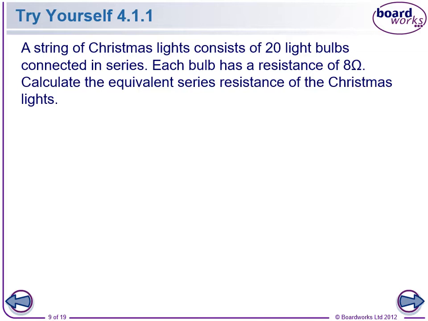Okay, so the correct answer here is we have a string of Christmas lights. Our total resistance, well, again, we just add them all together. Oops, that should be R1. R1 plus R2, etc. So here we have 20 light bulbs, and they are all 8 ohms. I'm not going to draw them in, but if each one is 8 ohms and there's 20 of them, we just multiply. It's all of them added together. We're just adding that 8 ohms 20 times, and so we get 160 ohms.